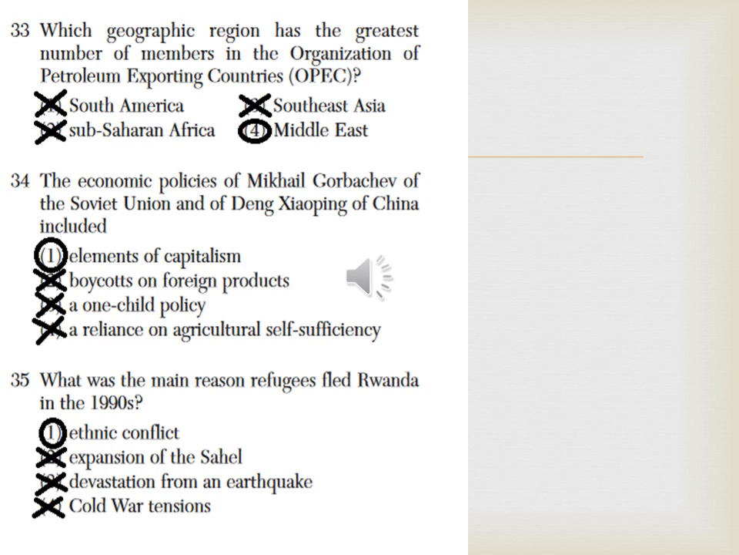Alright, so question number 34. The economic policies of Mikhail Gorbachev of the Soviet Union and Deng Xiaoping of China included: is it 1, elements of capitalism? Is it 2, boycott on foreign products? Is it 3, a one-child policy? Or is it 4, the reliance on agricultural self-sufficiency? The answer is 1. Elements of capitalism.